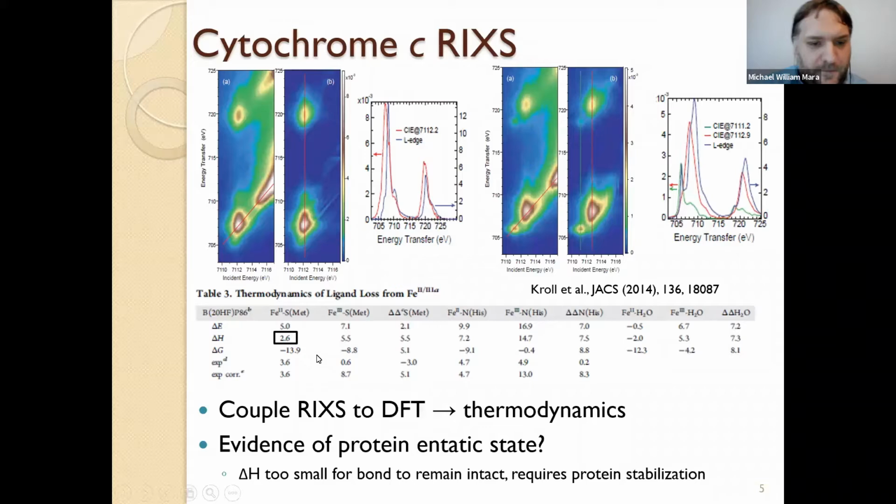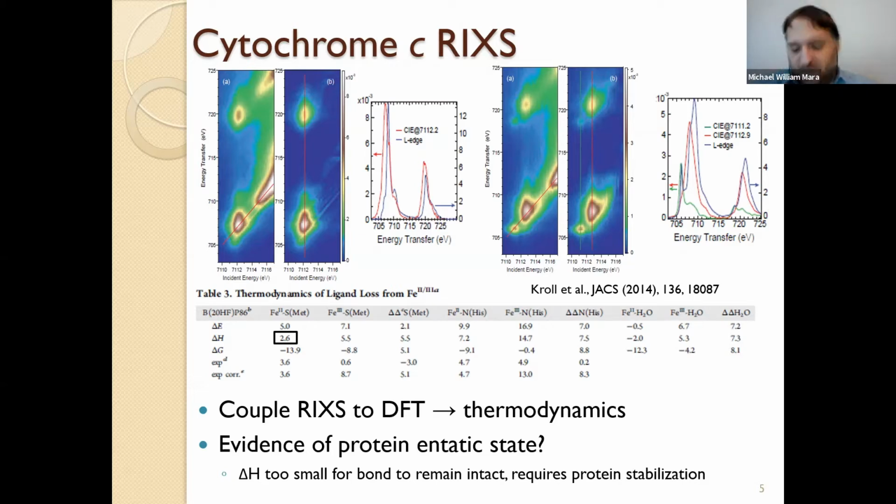What they found after they did this modeling by DFT is that the enthalpy of the iron sulfur bond in the ferrous form is extremely weak, only 2.6 kcals per mole. And this is small enough such that you would expect the methionine to be deligated at room temperature. I believe T delta S at room temperature here will be about 4.5 to 5 kcals per mole. And there's an obvious issue with these numbers.